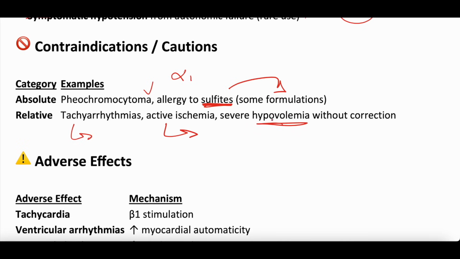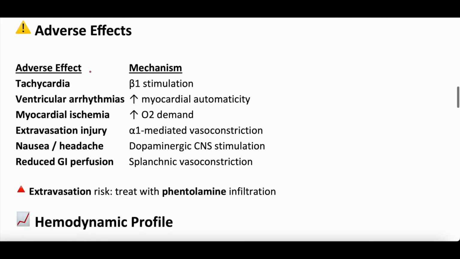It can really then lead to worsening ischemia, so make sure your volume replete if you were to use this for some reason. Adverse effects, as we talked about: tachycardia, given the beta-1 stimulation, and arrhythmias, particularly ventricular arrhythmias, are a big thing. Arrhythmias are one of the reasons that we choose norepinephrine over dopamine in many of these cases.